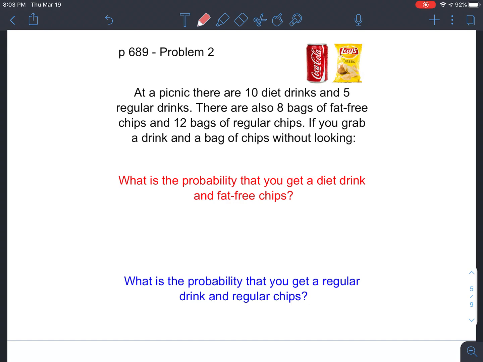There are also 8 bags of fat-free chips and 12 bags of regular chips. If you grab a drink and a bag of chips without looking, what is the probability that you get a diet drink and a fat-free chips?